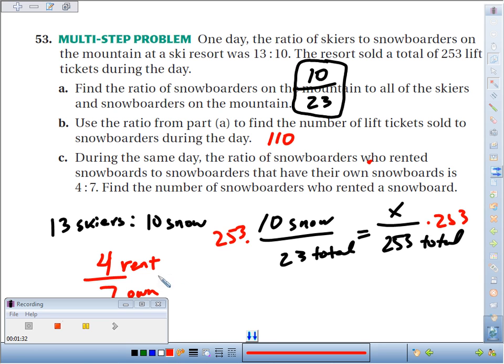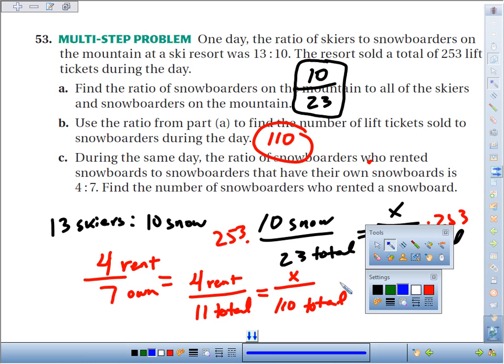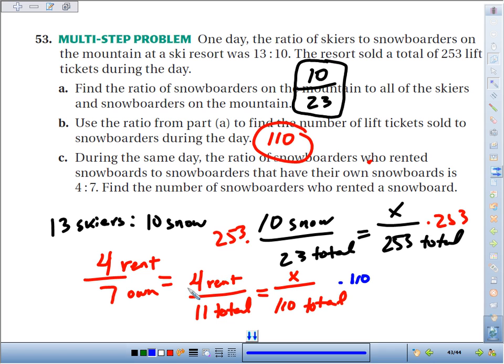Well, if we want to think about who rented, think of 4 rent for every 7 that owned. That would be like saying 4 rent out of 11 total snowboarders, because 4 and 7 makes the 11. But remember, we had 110 total snowboarders, so I can put that in the total, the denominator. And now I can solve to find the number of snowboarders who rent. We'll times by 110 on both sides. And if we take 110 times 4, divide by 11, we come out right on the nose. We find out that the number of snowboarders who rented was 40.